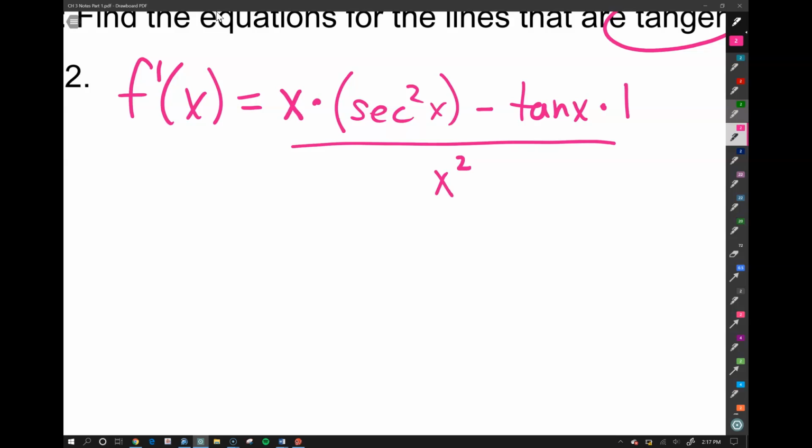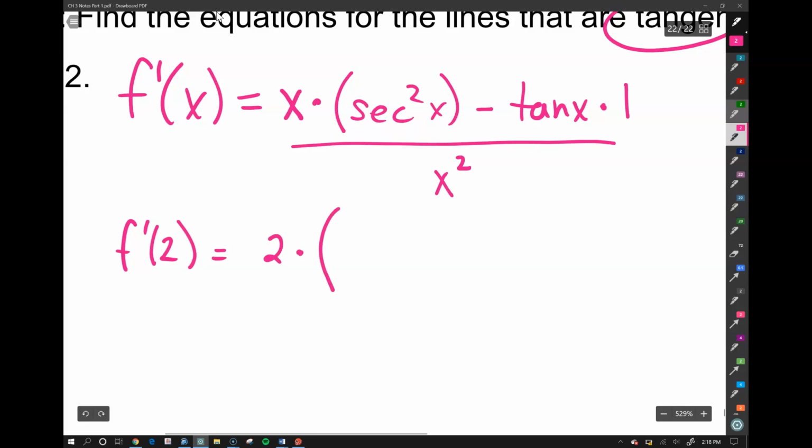I mean, secant squared x is the same thing as 1 over cosine squared x. That doesn't do anything. It doesn't really help us. Okay, so we're going to leave this equation as it is, and we are going to use our calculators. Let's find f prime of 2. So, I have 2 times, I'm going to rewrite secant squared x as 1 over cosine, and I'm just going to put 2 here and then put the square on the outside. It's the same thing.